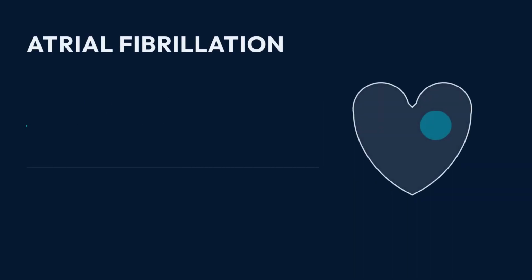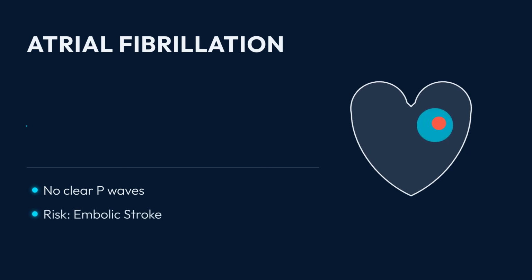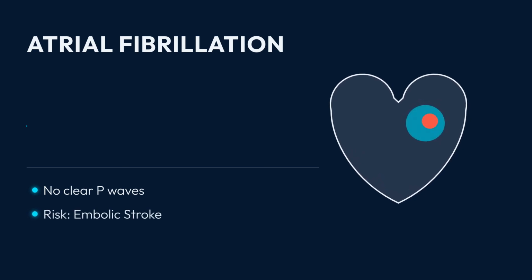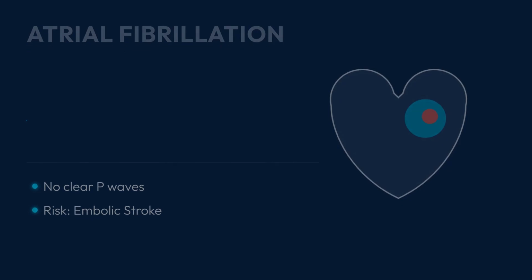Rhythm 5 is atrial fibrillation, the most common irregular rhythm. The lack of organized P waves and the irregularly irregular pattern are key. The major risks are reduced cardiac output and embolic stroke from atrial thrombi. Nursing priorities include rate control, anticoagulation assessment, and monitoring for neurologic deficits.